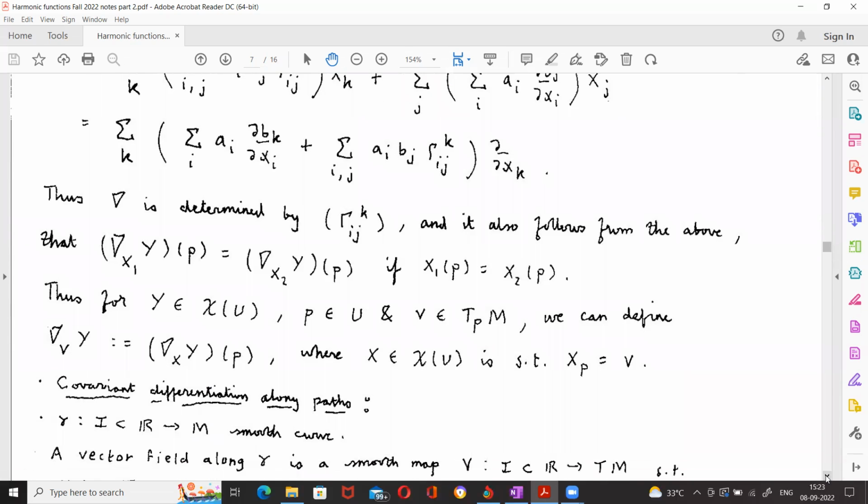So that means with respect to the first variable, we can, in a sense, localize the connection even further. That is, if Y is a vector field on an open subset U of M, and p is a point of U, and v is a tangent vector at p, then we can define the covariant derivative of Y in the direction of the vector v. Okay, nabla_v Y is defined to be nabla_X Y at p, where X is any vector field on U such that X at p is equal to v.